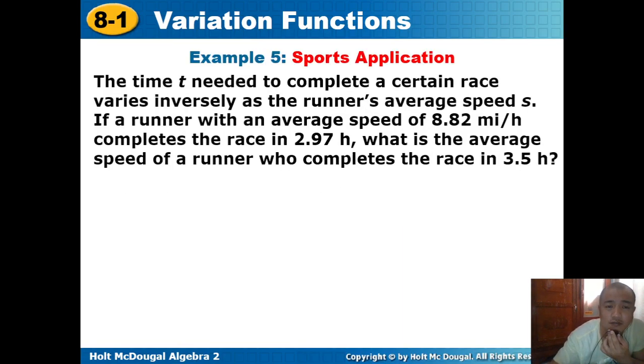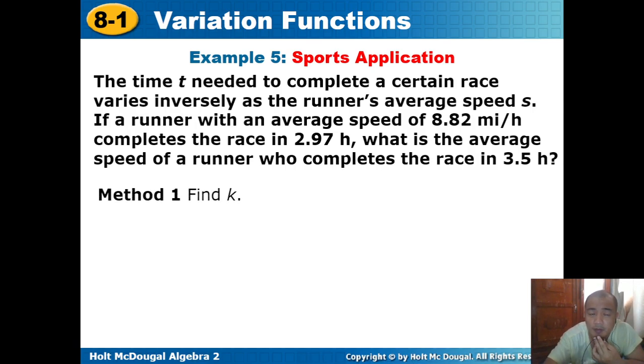Sports application. The time t needed to complete a certain race varies inversely as the runner's average speed s. If a runner with an average speed of 8.82 miles per hour completes the race in 2.97 hours, what is the average speed of the runner who completes the race in 3.5 hours? Method 1. Let us first find k.